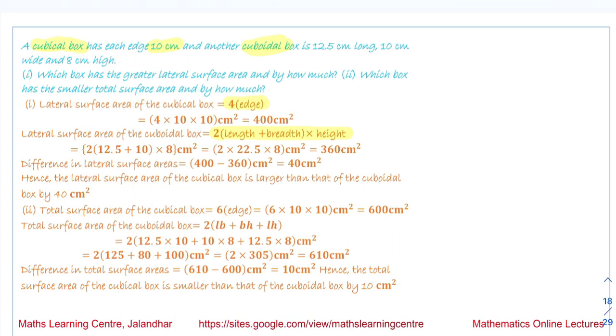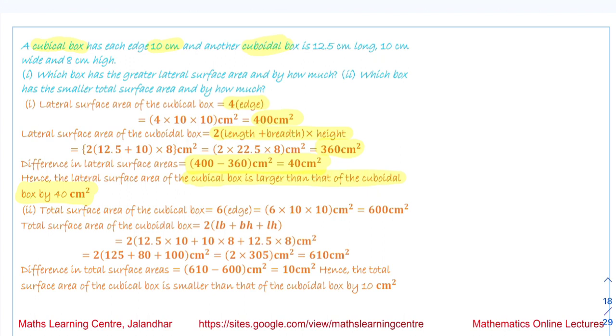we get the answer as the lateral surface area of the cubical box is 400 centimeter square, and for the cuboidal box it is 360 centimeter square. So what we see is that the difference of the lateral surface areas is 40 centimeter square. So we are saying that the lateral surface area of the cubical box is larger than the cuboidal box by 40 centimeter square. So we just have to calculate the lateral surface area.